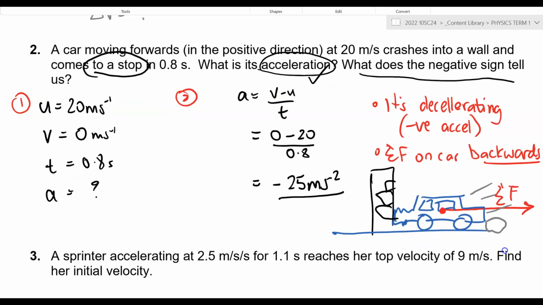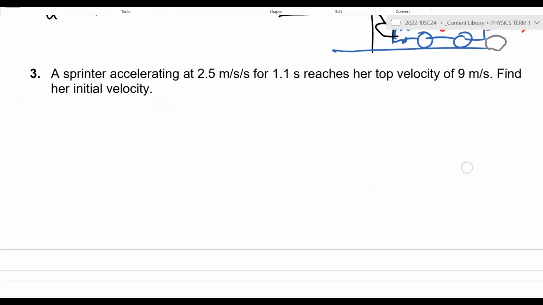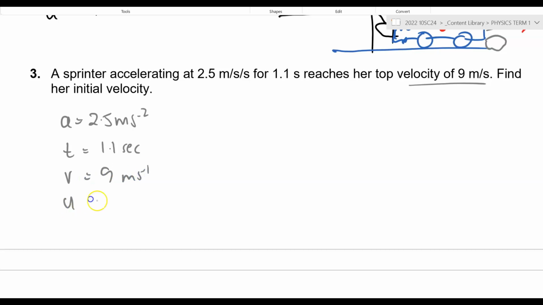All right, let's go to the next one. A sprinter accelerates at 2.5 for 1.1 seconds and reaches a top velocity of 9. What's her initial velocity? So step 1, read the question. Step 2, write down what you know and what you don't know. Her acceleration was 2.5 meters per second squared. It's positive, so she's getting faster. She's accelerating for 1.1 seconds. Final velocity is 9. And we want to know what she was doing when we first started observing, or measuring.